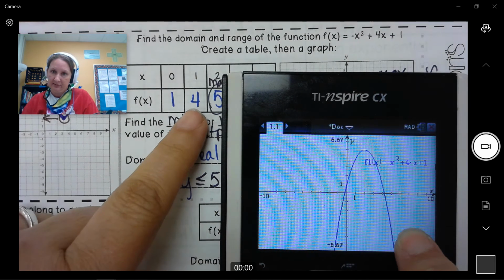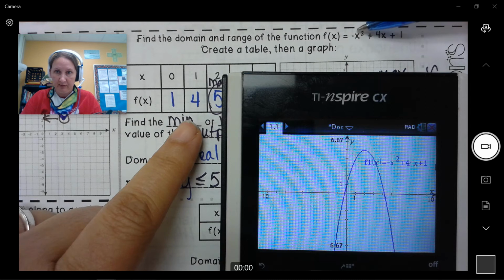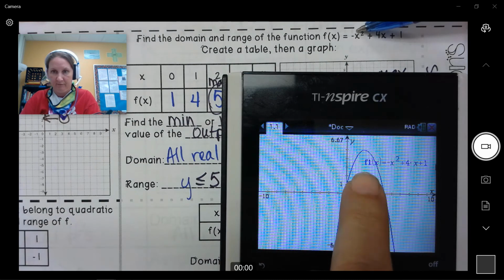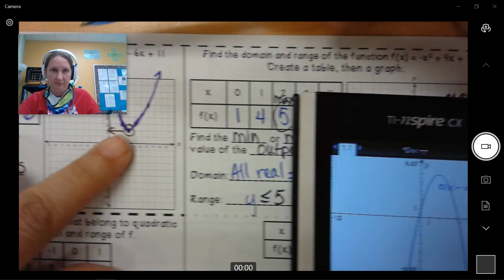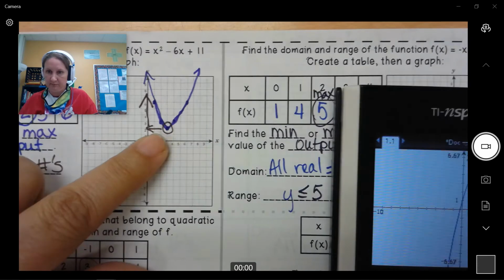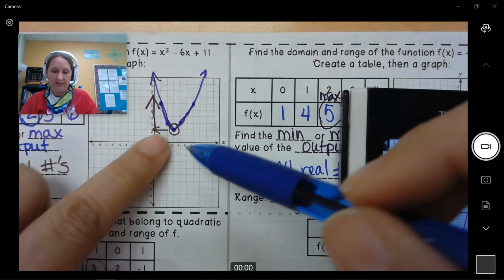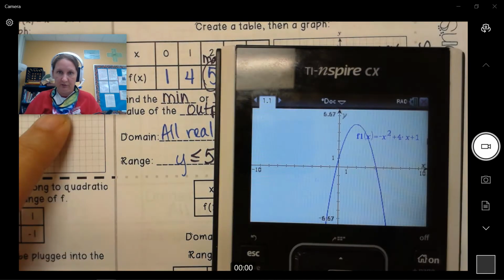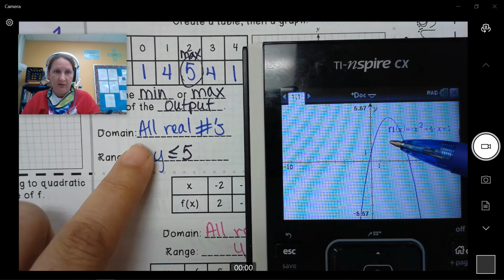How do I know it was going to be a frowny face even before doing that? If there's a negative number in front of the x squared, it will be a frowny face, which means you have a maximum. If it's a positive number in front of the x squared, that means that it is a positive and happy face, and you'll have a minimum. So that's a little clue. So this is a maximum at 5.